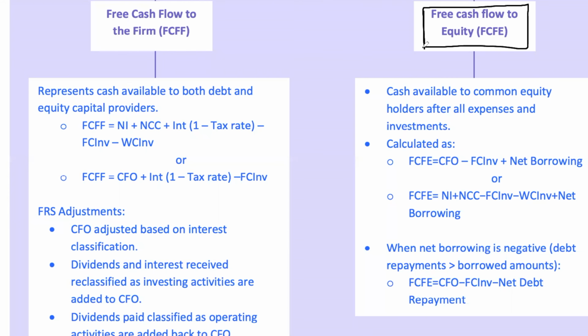Now, let's move on to FCFE, which focuses specifically on the cash available to equity holders after all the company's obligations have been met, including debt payments. This is the cash that can be distributed to shareholders through dividends or share repurchases. Take Apple, for instance. Apple has a huge cash reserve, and its FCFE is substantial. This means it has plenty of cash to return to shareholders through dividends and stock buybacks, which is one reason why Apple is seen as a safe and reliable investment.